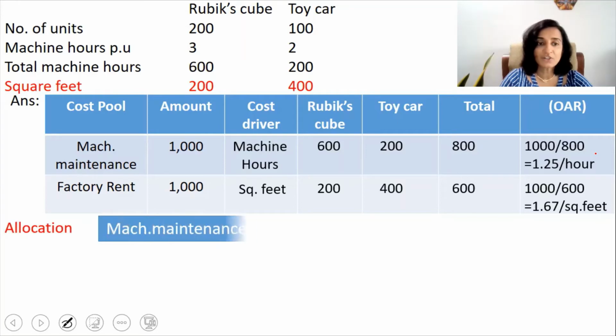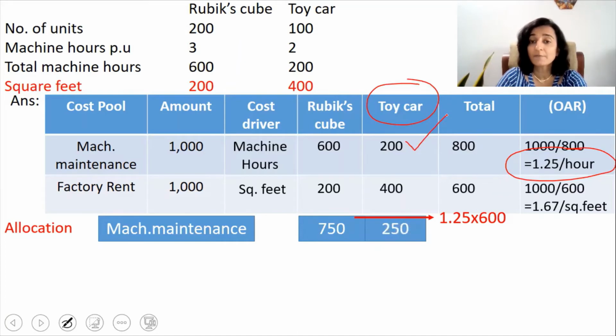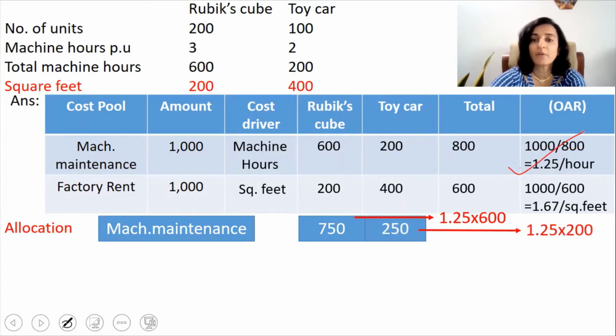So first comes the machinery maintenance. For 1 hour, the machinery maintenance cost is $1.25. So for 600 hours, what is the amount? The amount comes to $750. That is 1.25 multiplied by 600. Now coming to the machinery maintenance cost for toy car. For 1 hour, it is 1.25. So for 200 hours, it is 250. That is 1.25 multiplied by 200 hours.